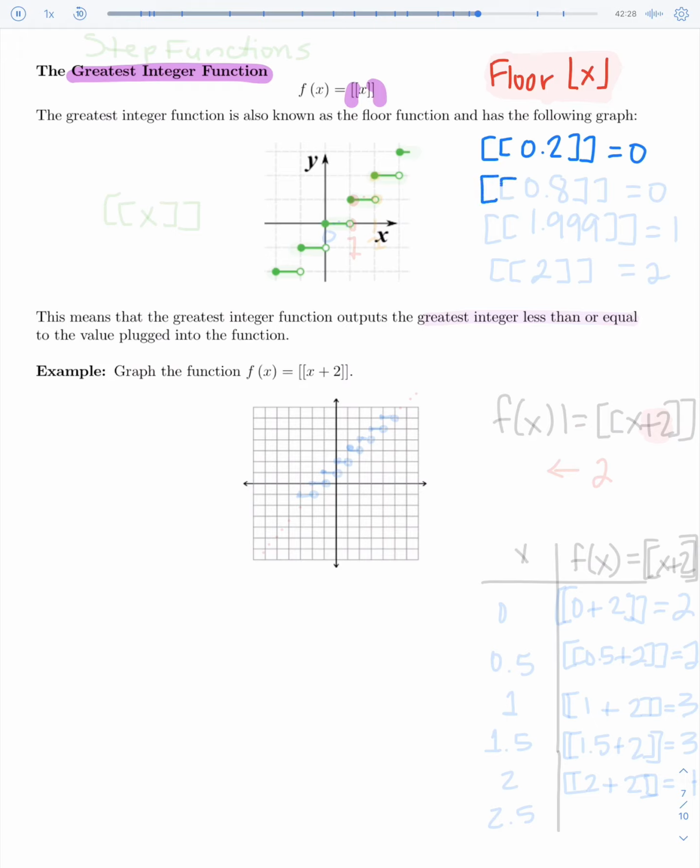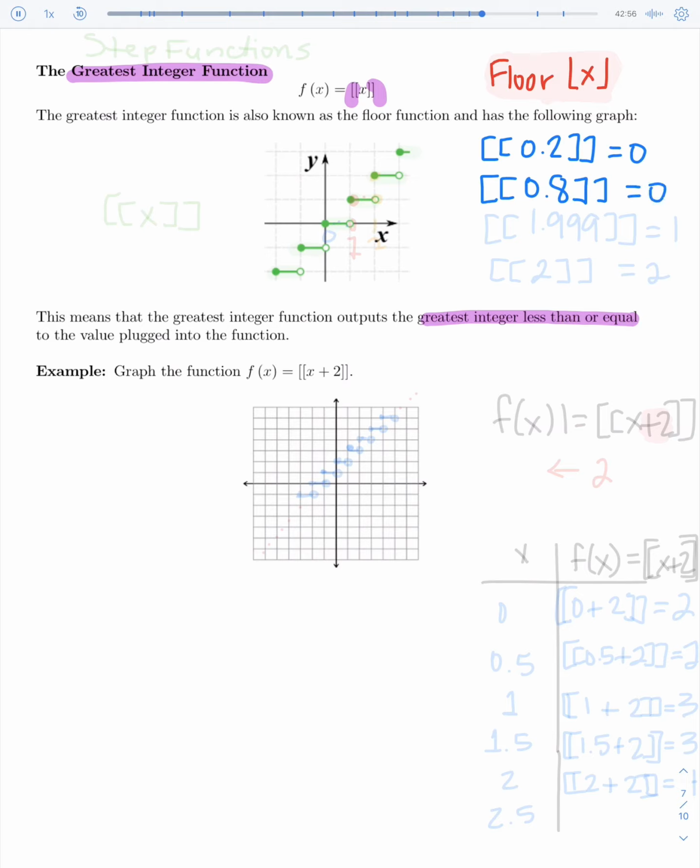So also, let's say we had the greatest integer function of, let's say, even 0.8. It does not matter that it's a 0.8, that technically it's closer to 1. It always rounds it to the greatest integer less than or equal to the value. Well, the greatest integer that's less than or equal to that value is actually 0, so it rounds it down. So that's going to be equal to 0.